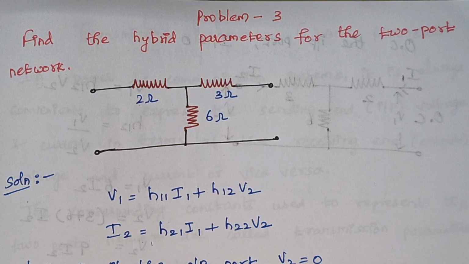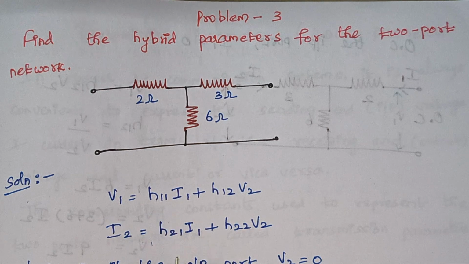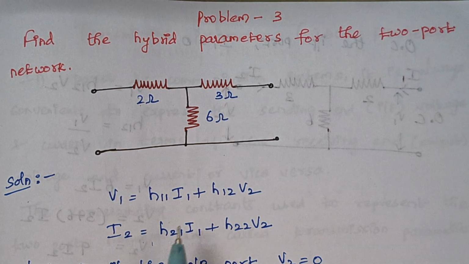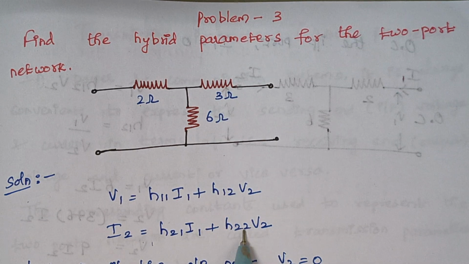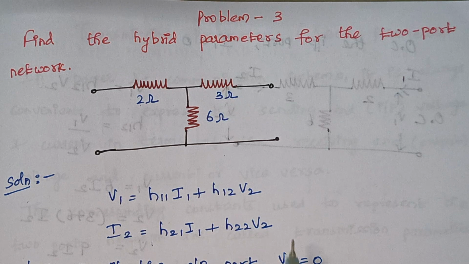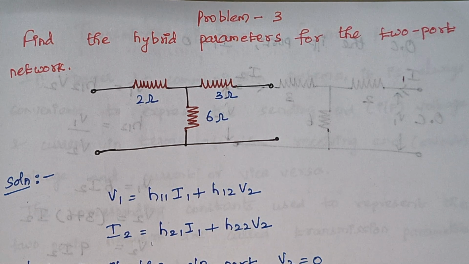So here, as usual, we are going to make V2 0 and calculate the values of H11 and H21, and similarly we are going to make the current I1 as 0 and calculate H12 and H22. So first we are making V2 as 0. So how to make V2 as 0?